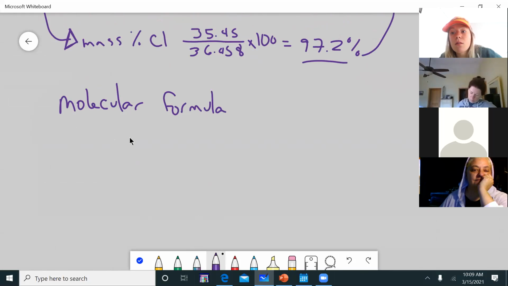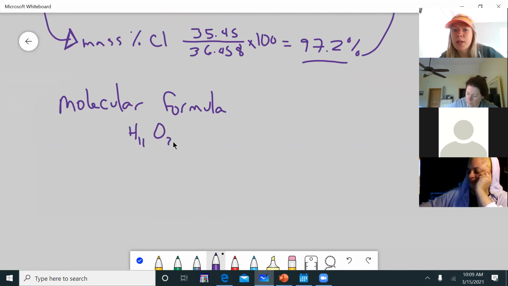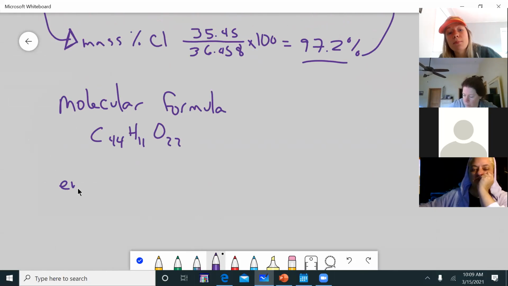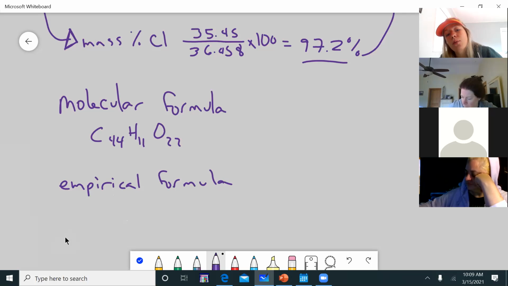So here's a hypothetical molecular formula. Sorry, let me put a C in front. C44H11O22. That's the molecular formula. I want you to tell me what is the empirical formula and what is the N value?